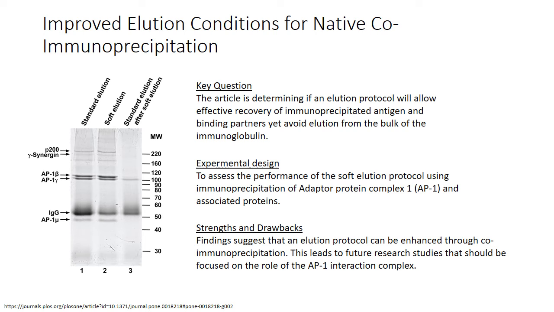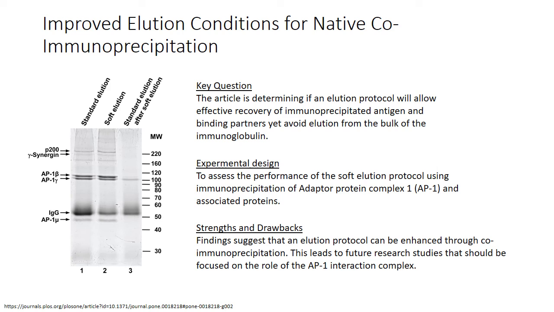The left side shows how this works overall during the experiment. In lane 1, you have the standard elution. In lane 2, you have the soft elution, and the standard elution after soft elution, which is step 3. We are trying to see if there is a change in the elution after soft elution, and if there is, that is a good outlook. We have three types of adaptor protein complex 1 subunits, which are AP1 beta, AP1 gamma, and AP1 sigma, with the positive outlook coming from AP1 gamma.